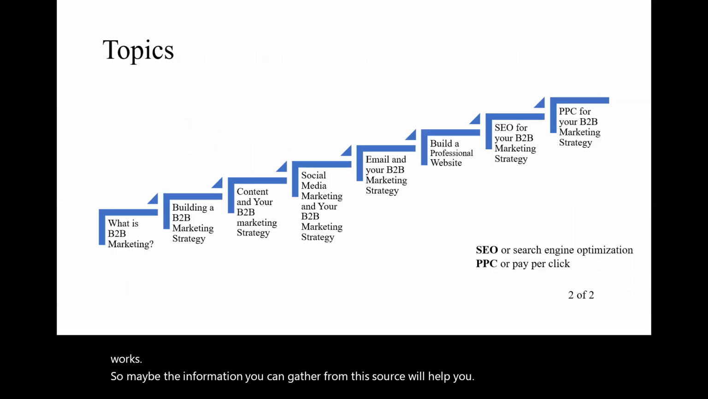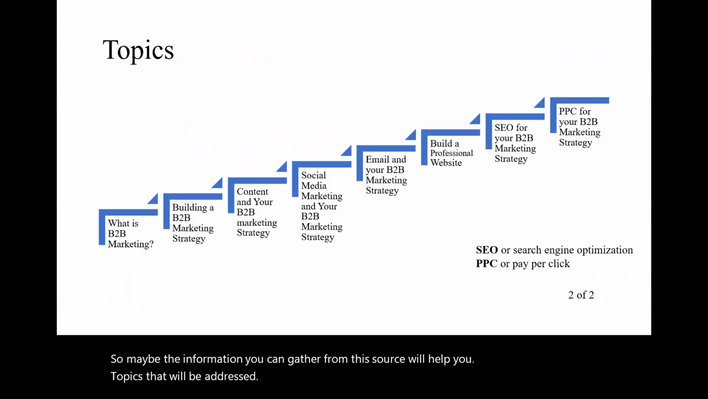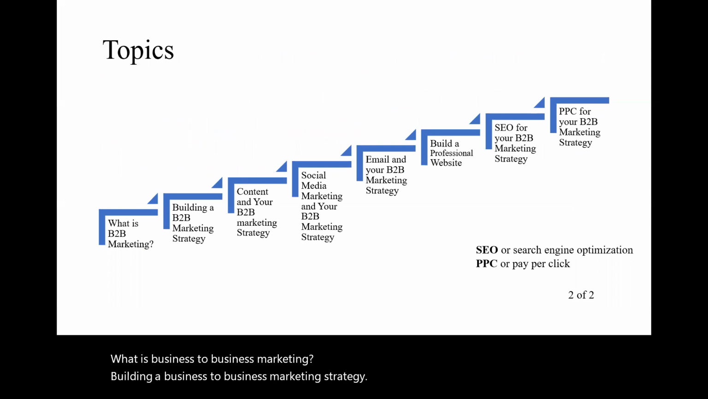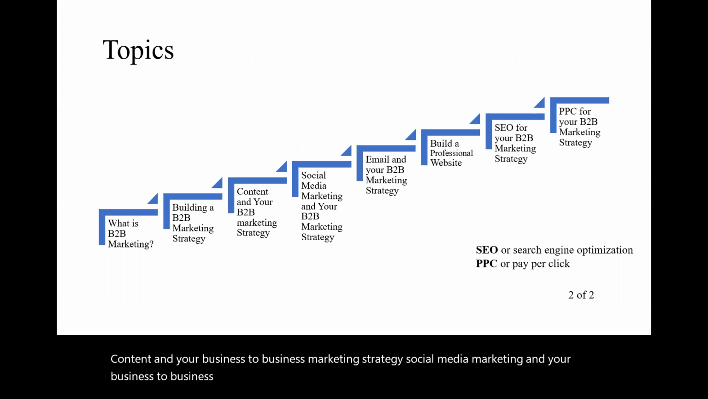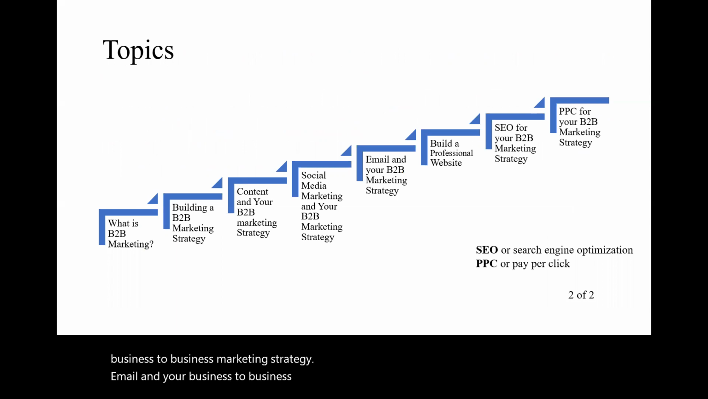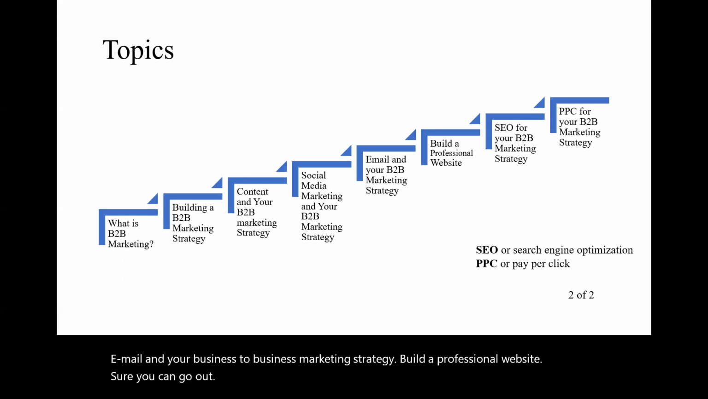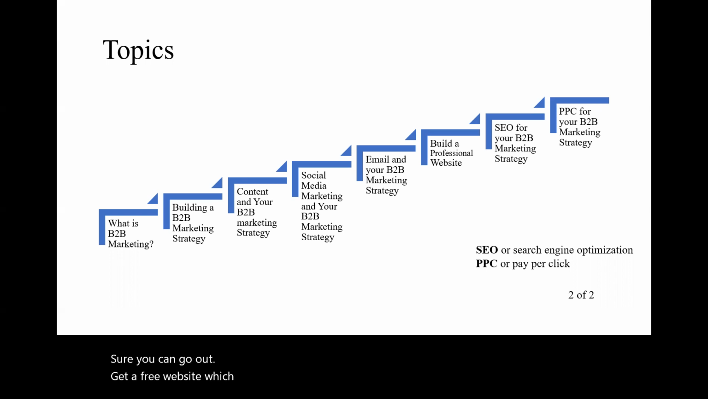Topics that will be addressed. What is business-to-business marketing? Building a business-to-business marketing strategy. Content and your business-to-business marketing strategy. Social media marketing and your business-to-business marketing strategy. Email and your business-to-business marketing strategy. Build a professional website. Sure, you can go out and get a free website, but you want it to be professional.